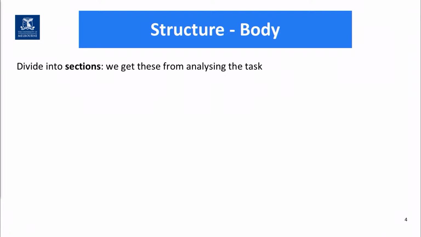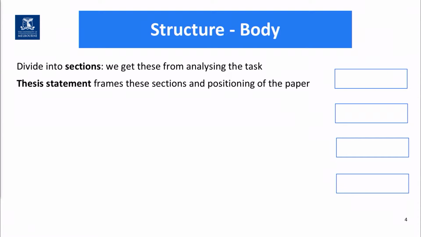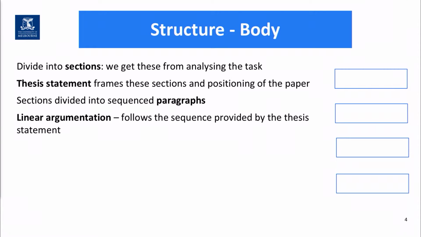Let's look at the structure of the body. Now, this is divided into sections, and we get these sections from analysing the task. The thesis statement frames these sections. It gives us the sequence of the sections and the positioning of the paper. Those sections can be divided into smaller paragraphs, which are followed in a linear sequence through the paper.